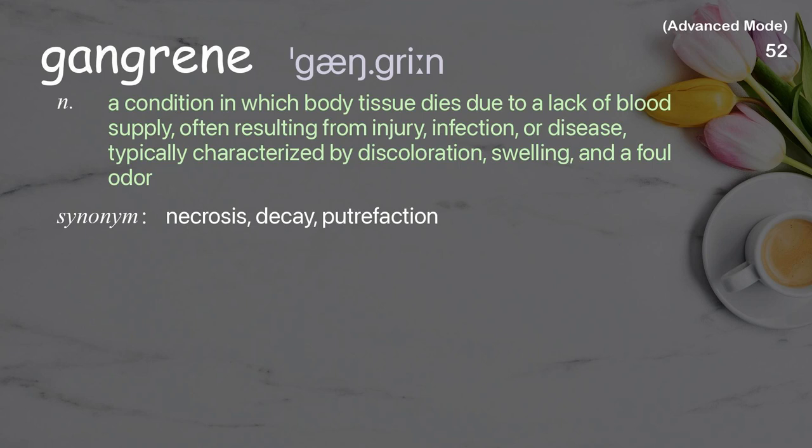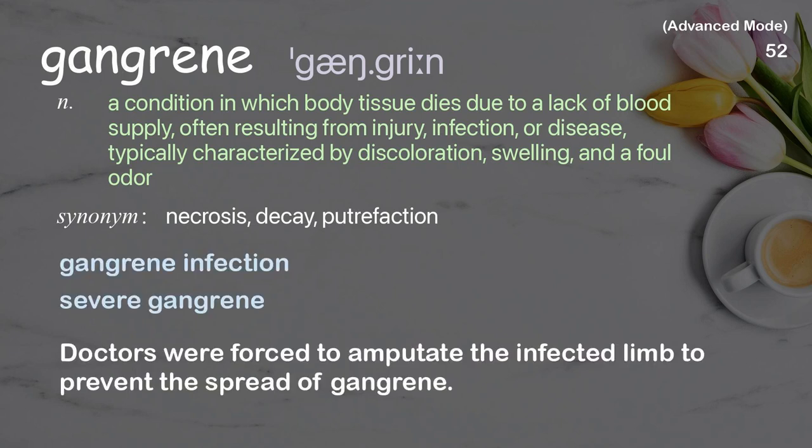Gangrene. A condition in which body tissue dies due to a lack of blood supply, often resulting from injury, infection, or disease, typically characterized by discoloration, swelling, and a foul odor. Examples: gangrene infection. Severe gangrene. Doctors were forced to amputate the infected limb to prevent the spread of gangrene.